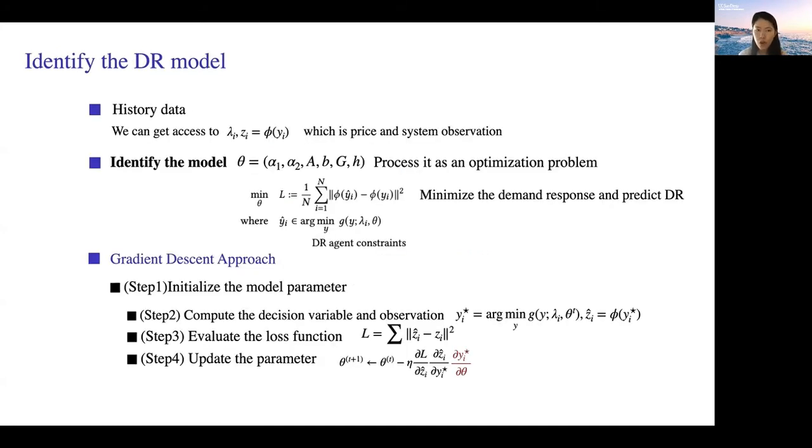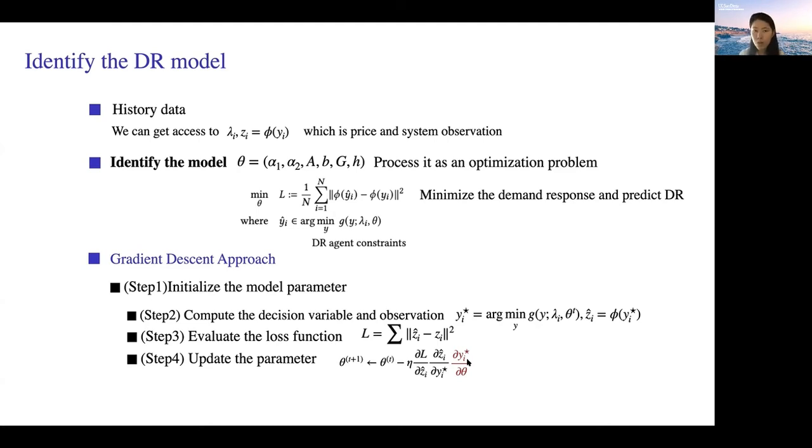Recall that we only get access to price lambda and the system observation Z. We want to identify the model theta. In our work, we formulate this identification as an optimization problem. We want to minimize the difference between the demand response and the predicted demand response, where y hat is a solution of our agent model.